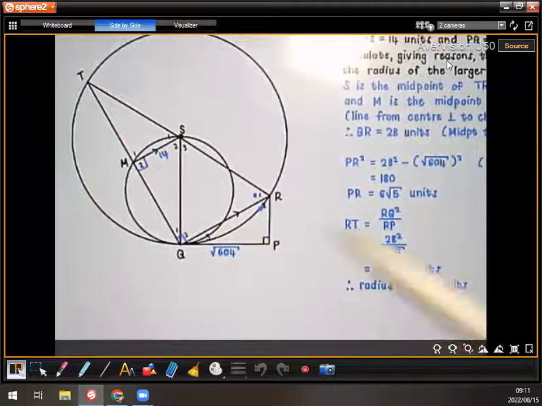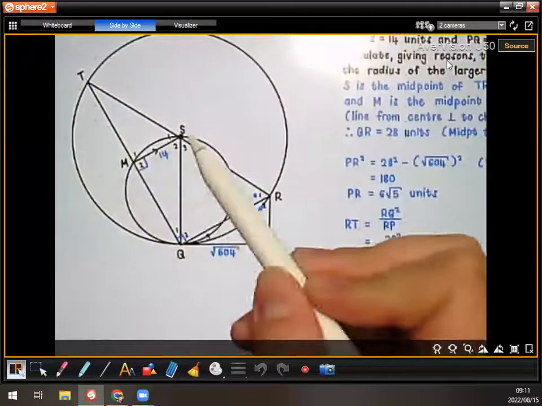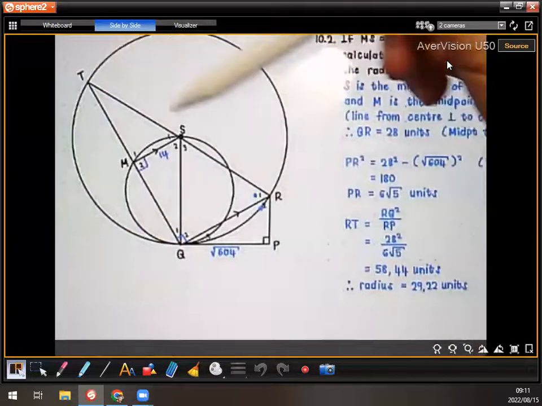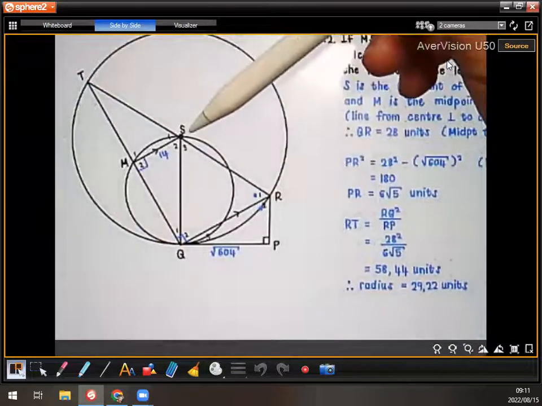But before you can use that, you first have to prove that M and S actually both are midpoints of these two sides. Now guys, TR is the diameter, right? And S is the center.